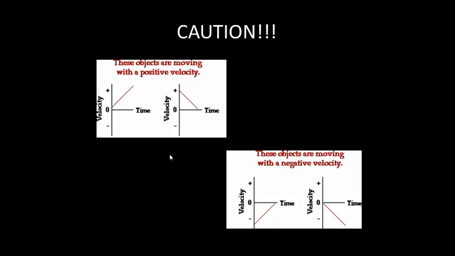This new set of graphs is indicating the objects are moving with a negative velocity. It's a negative velocity because both lines are on this negative part of the y-axis. The graph on the left shows us going from a high speed to a low speed, but still in that negative or leftward direction. The graph on the right shows we're going from a low speed to a high speed, but still moving to the left or a negative direction.